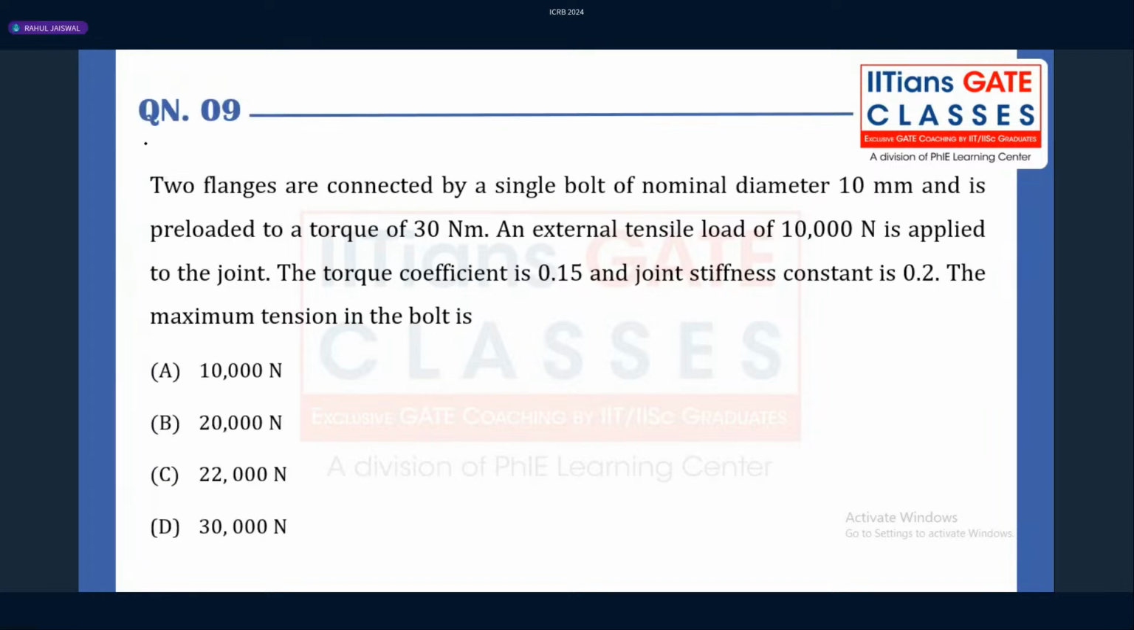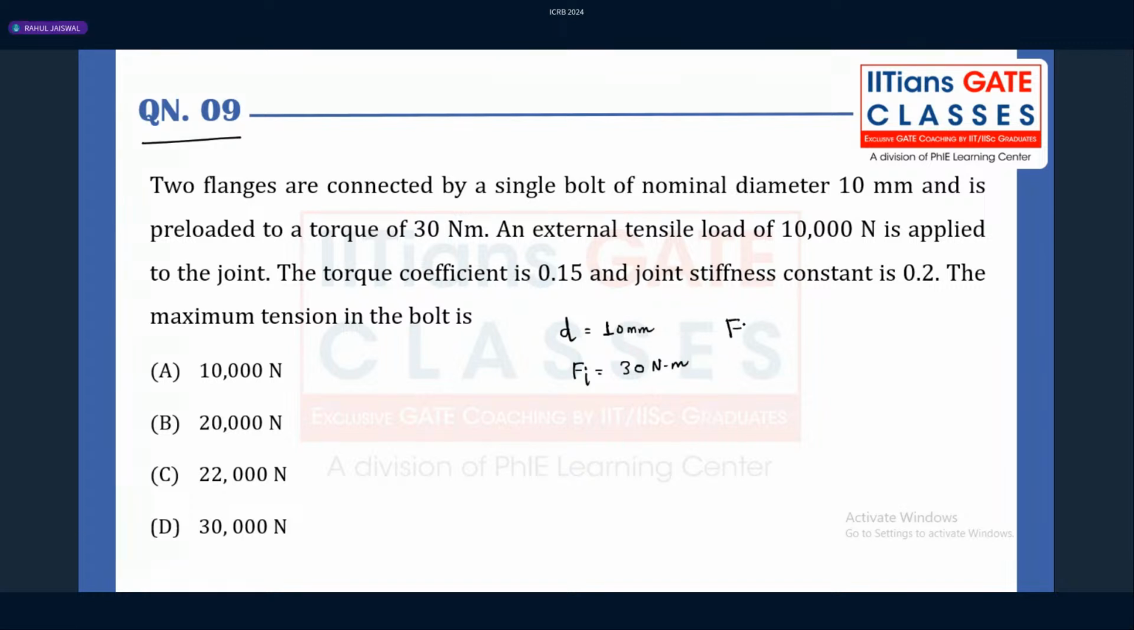Now coming back to the next question, guys. Now observe very carefully. Two flanges are connected by a single bolt, which has a nominal diameter of 10 mm. The nominal diameter is basically what, guys? 10 mm. Try to observe. And it is preloaded. They have given the preloading, for example, I'm calling Fi, which is given as 30 Newton meter.